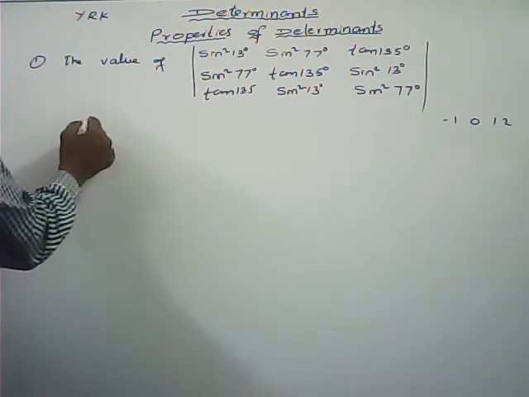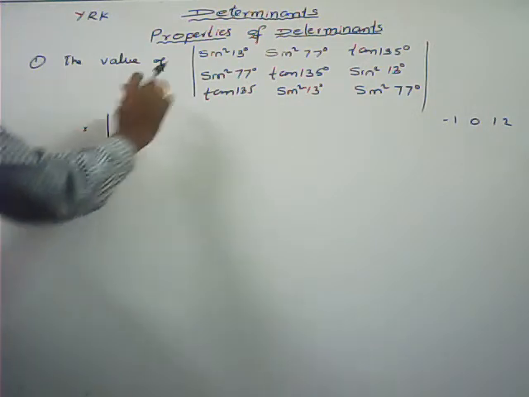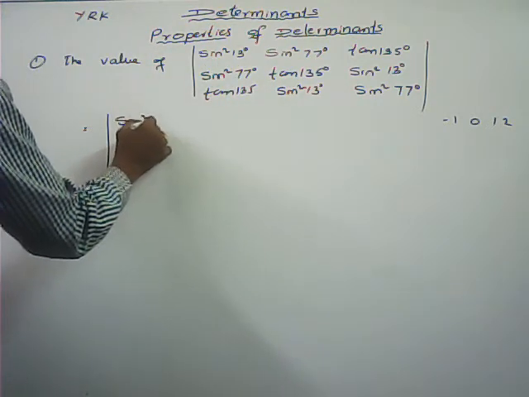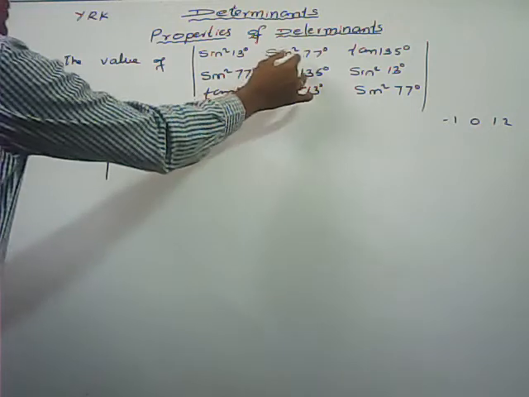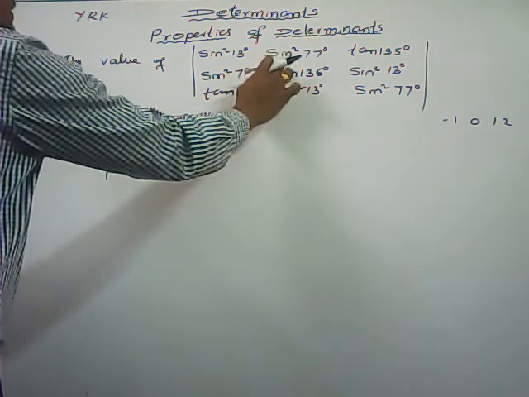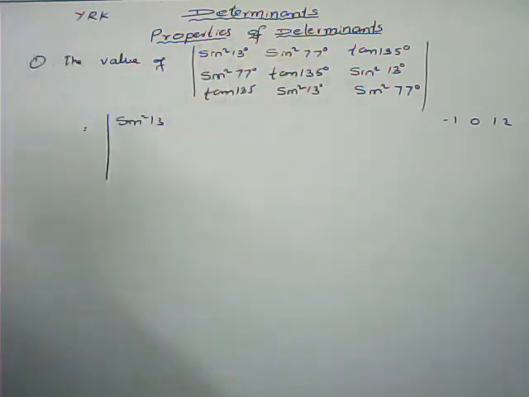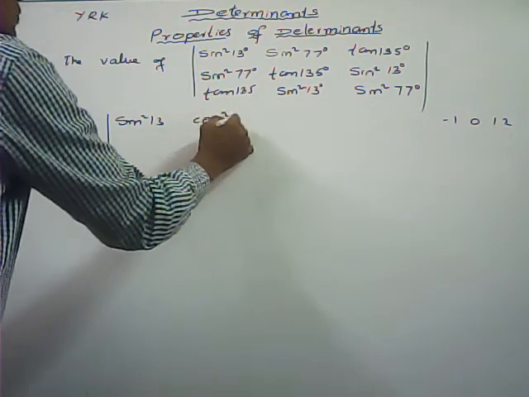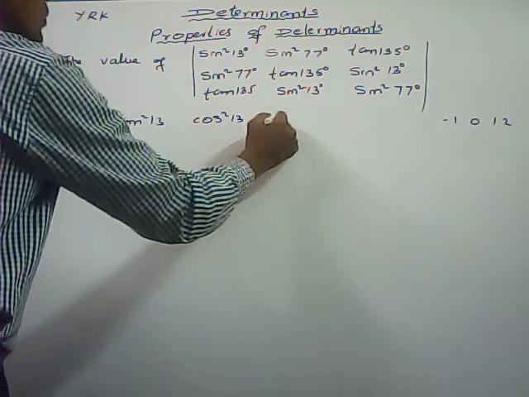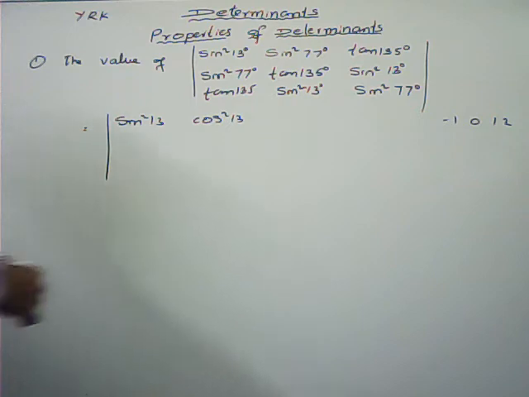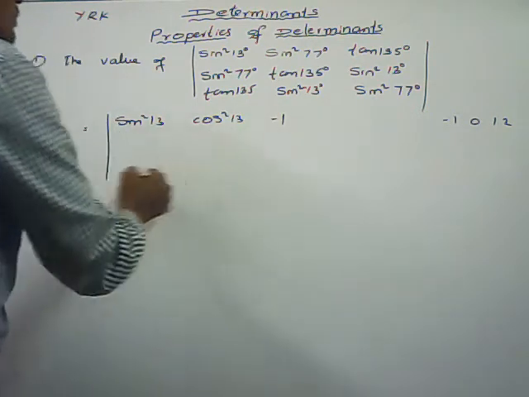Now here everything I am expressing here, sin square 13 is given. Here sin square 77, sin square theta we can write as sin theta whole square also. Sin 77, sin of 90 minus 13 we can write, that is cos 13 only. So here we can write cos square 13. Tan 135 value, tan of 90 plus 45, that is minus cot 45, that is minus 1.